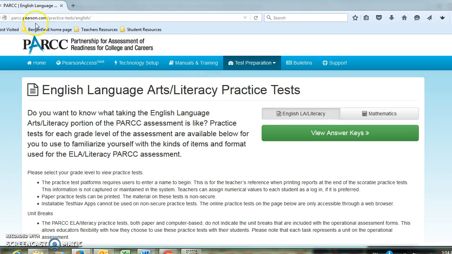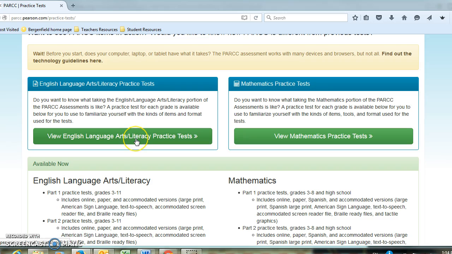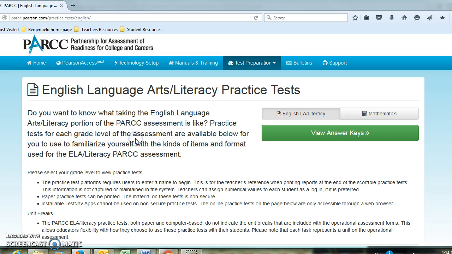That's the website, parcc.pearson.com. And then when you get here, you're going to go to test preparation. Sorry about that. You're going to go to test preparation, and then you're going to go to either sample items or practice tests. Totally up to you what you want to do. I'm going to go to practice tests, and I'm going to click on English Language Arts, but you're welcome to practice math as well. They're both here.